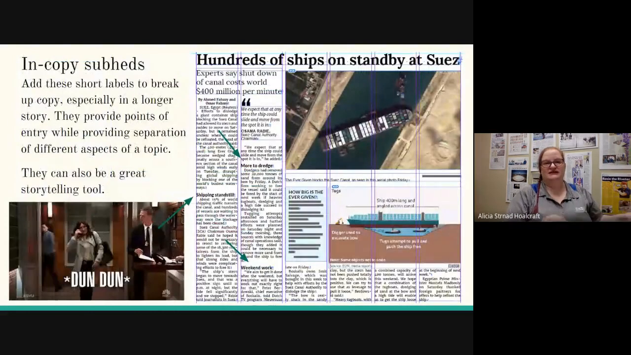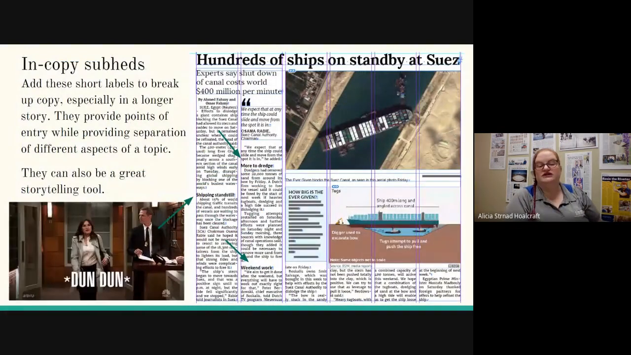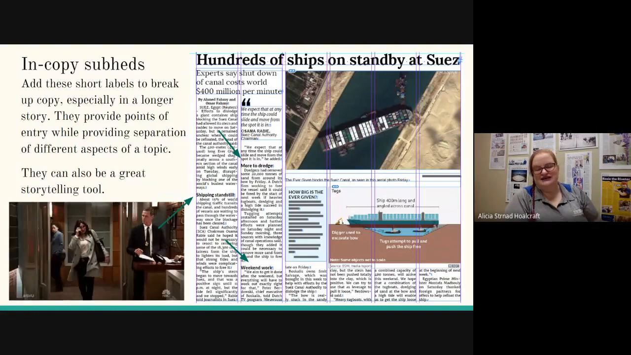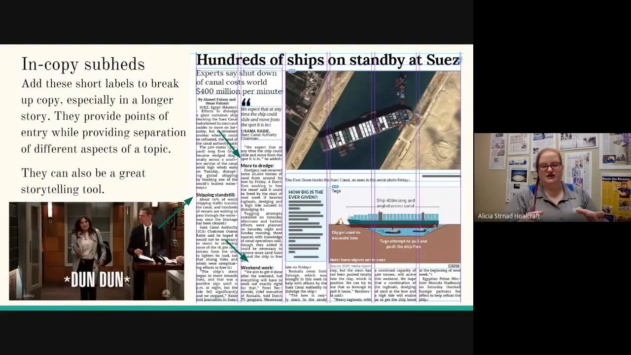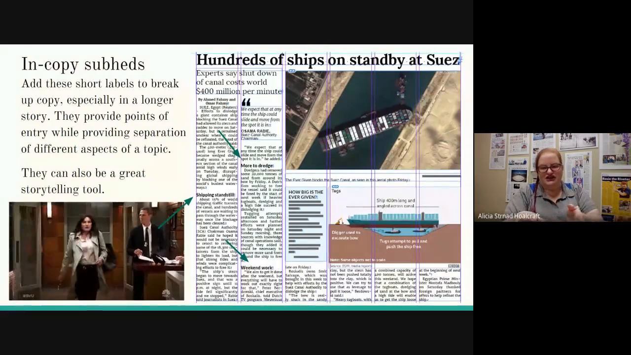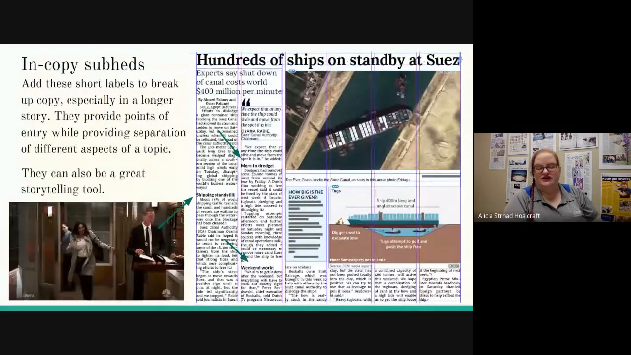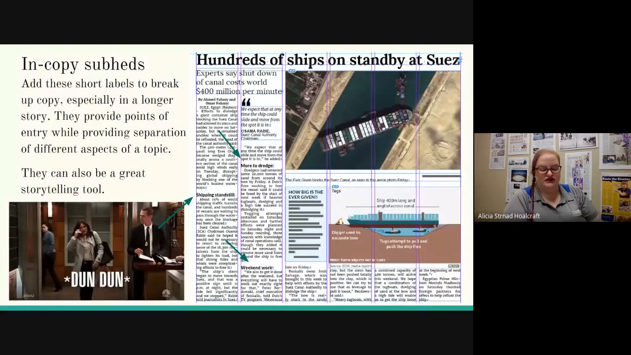In copy subheads, these are another thing that eye tracking studies show us that people always look at. They're great as a storytelling tool. They just mark a transition in the text. I like to think of them as when you're watching Law and Order and it changes to a new scene and it goes dun dun. So this is still Law and Order, but this is a new part. Something's changing. This is a break in the story, and it helps as a transition. They're just fabulous to use for that, and they really help direct readers.